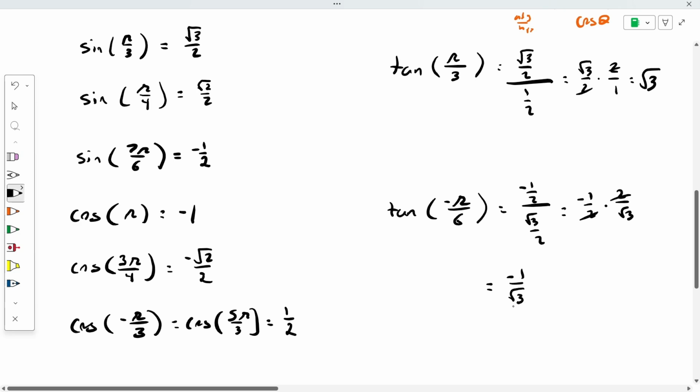Now it's generally not good practice to leave a square root in the denominator, even though this is a valid solution. You can get rid of that by just multiplying by square root of 3 over square root of 3. And so you'll get negative square root of 3 on the top, and then these two multiply together and they get rid of the square root, and you're just left with 3. So that is an equivalent answer.